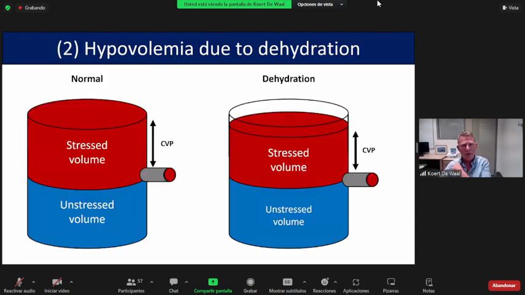All right, number 2, hypovolemia due to dehydration. Here I draw the intravascular component, and in dehydration, most of the time, unless it's very severe, the intravascular component should still be reasonably filled, but that can be variable.